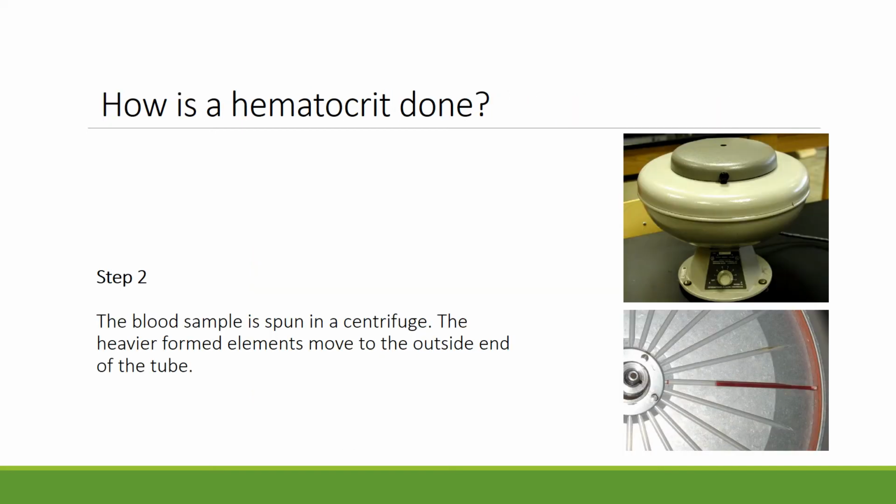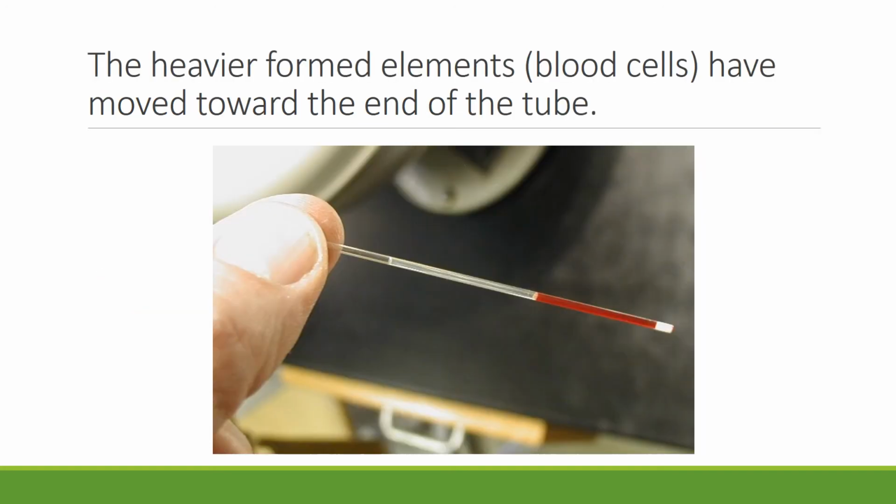The next step is to spin the blood sample in a centrifuge. During this process, the heavier formed elements, like red blood cells, will move to the outside end of the tube. In this centrifuge tube, you can see the heavier formed elements on the right side near the Critoseal, and on the left side you can see the plasma or blood serum.